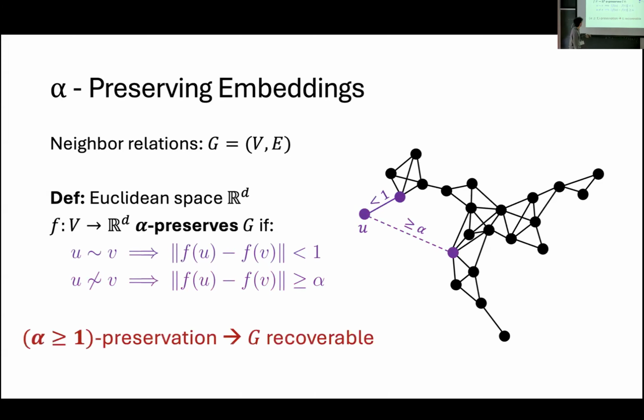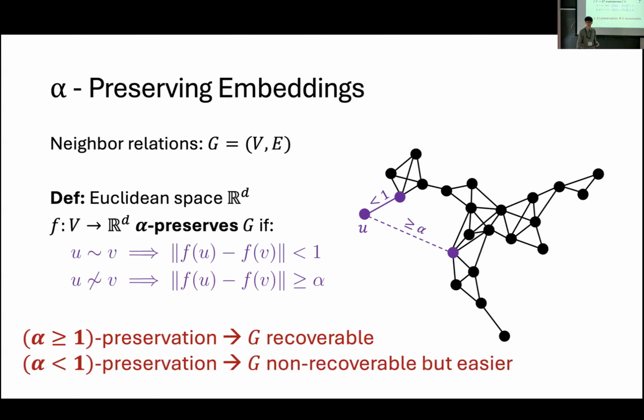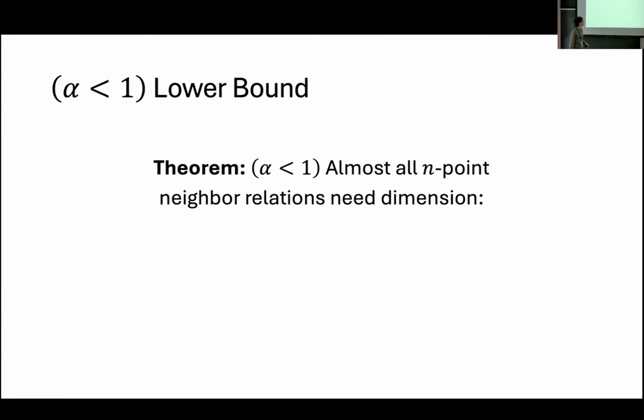In particular, you'll notice that if alpha is greater than 1, the graph will be exactly recoverable from the embedding. This is not hard to see because all our neighbors will be at distance less than 1 and all our non-neighbors will be greater than 1. So just doing pairwise distance comparisons, you can recover the graph precisely. But it'll turn out this will be quite difficult to do in practice. So we'll also focus on the alpha less than 1 case where there might be some overlap between our neighbors and non-neighbors. So we're not guaranteed to recover the graph, but it's going to turn out to be at least a lot easier. So let's focus on this easy case first.